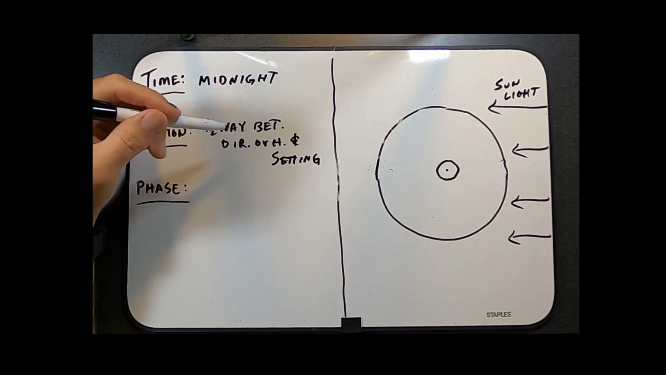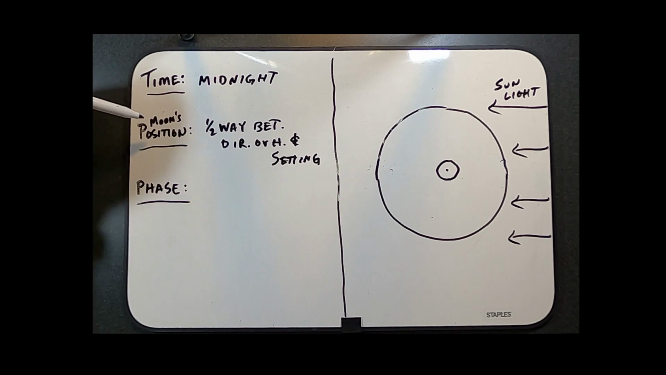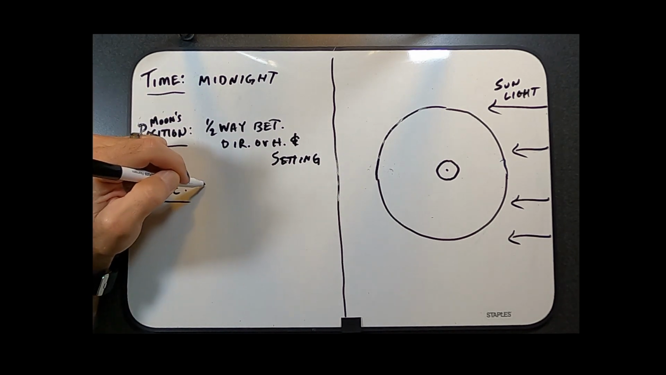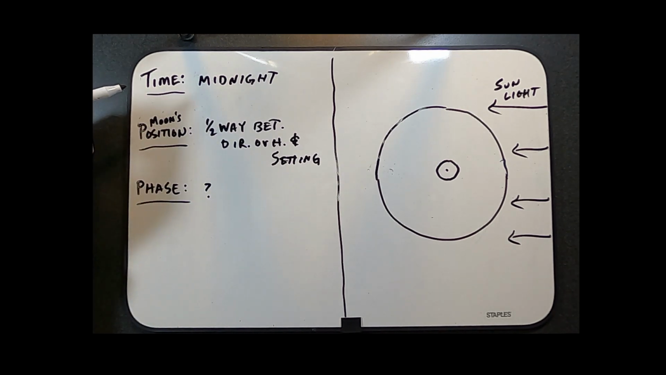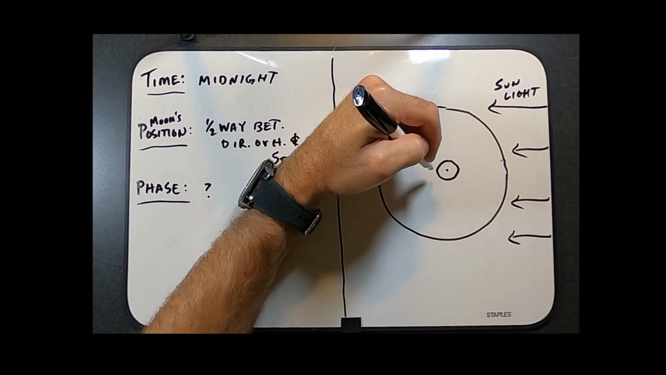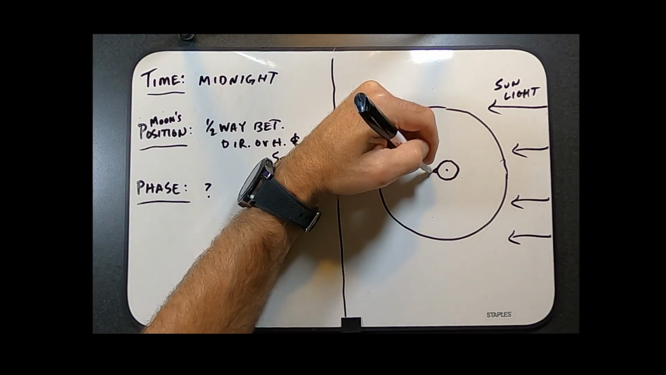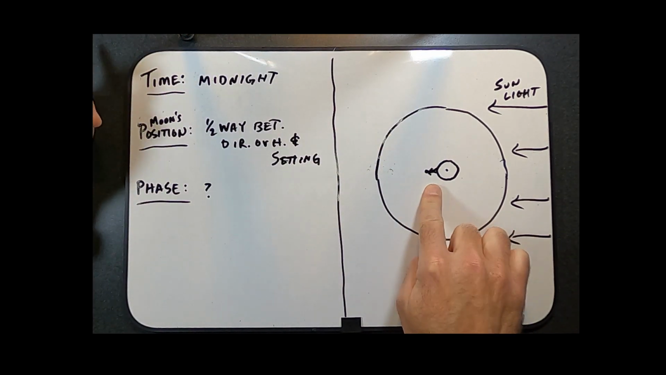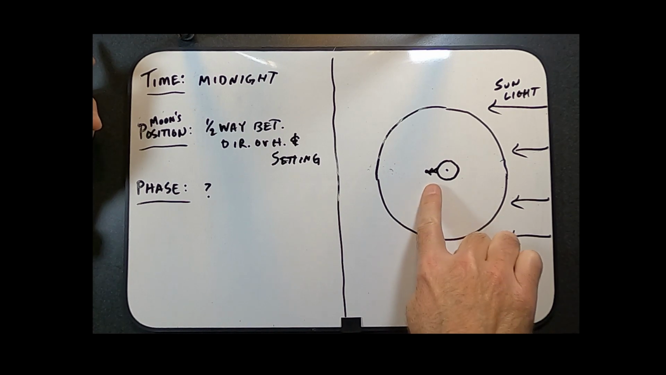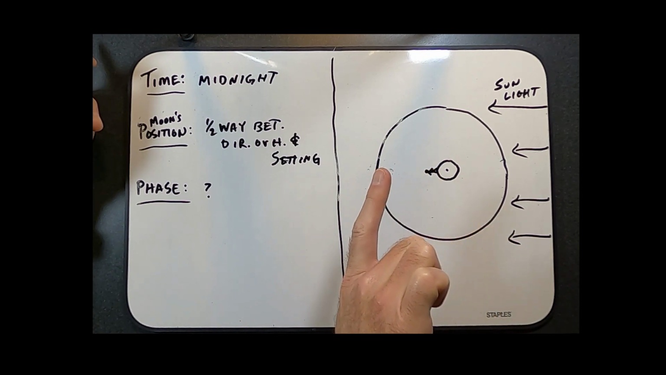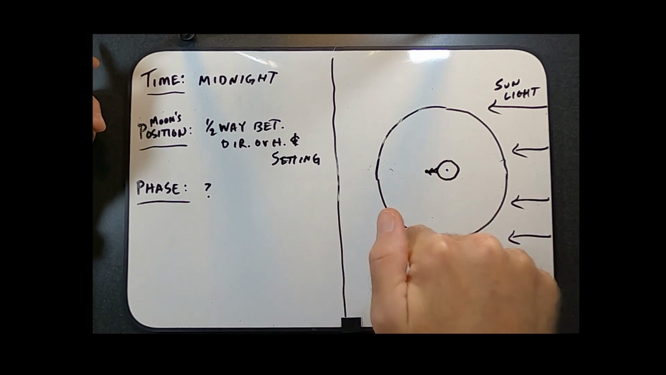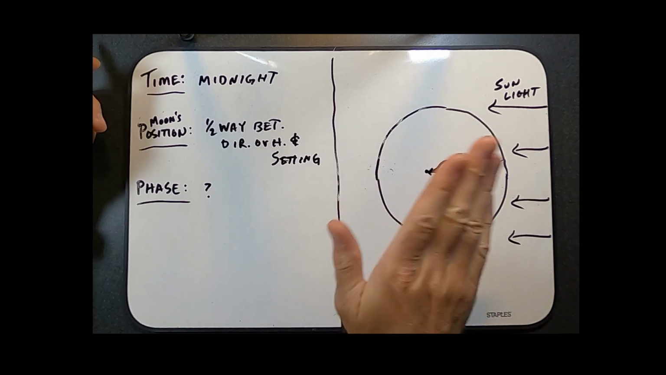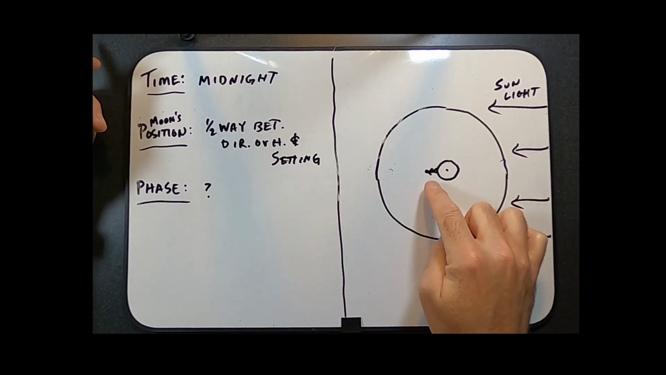So halfway between directly overhead and setting is the moon's position. So the question, of course, is what is its phase? So let's do that one. Time of day is midnight. And again, if you understand how all this works, midnight's going to be right here. Why is this midnight? Because you're here, and you'll notice from this person's position, the sun is below them. It's beneath their feet. And if you're here and the sun is on the opposite side, then it has to be midnight.